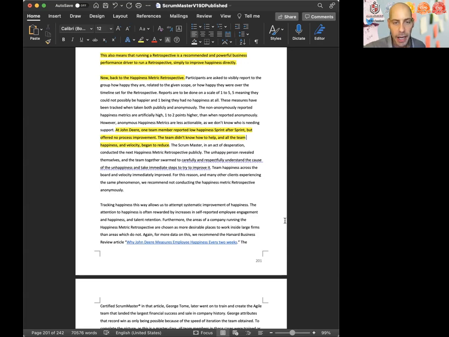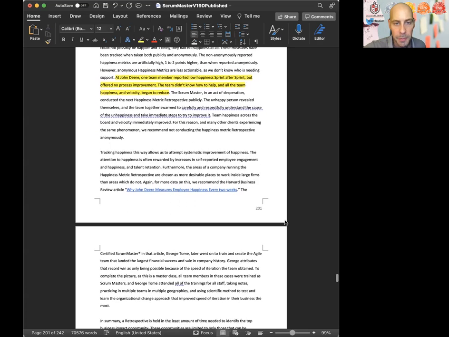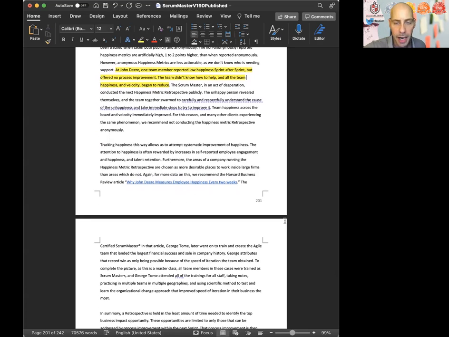Tracking happiness this way allows us to attempt systemic improvement of happiness. The attention to happiness is often rewarded by increases in self-reported employee engagement and happiness and talent retention. Furthermore, the areas of the company running the happiness metric retrospective are chosen as more desirable places to work inside large firms than areas which do not.